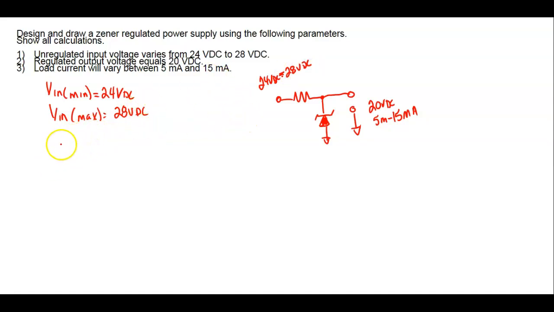And then first thing we got to do, right, Matt, is do what? Calculate VRS. So VRS minimum would be equal to 24 minus 20. So that would give us what? 4 volts. And then VRS maximum would be equal to 28 minus 20. You got the worksheet, Brian? Just do the circuit.